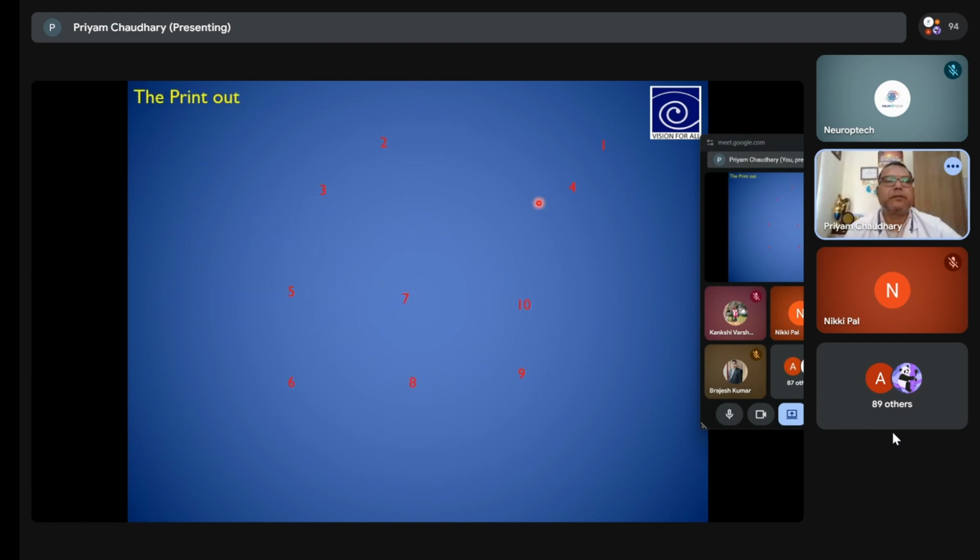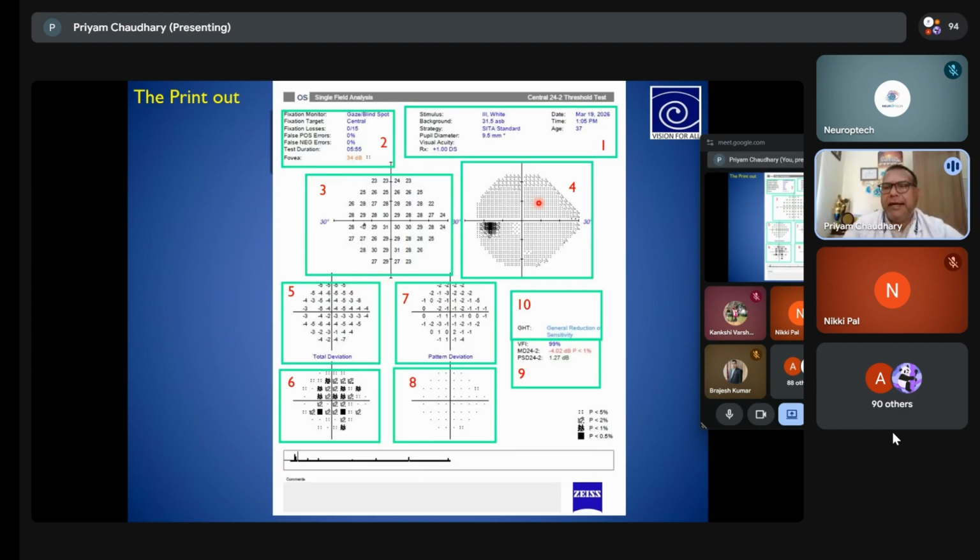HVF is divided into 10 zones. Some books say 8 zones, some say 10 zones. We will learn 10 zones. The first zone of HVF is demographic data, machine plus patient. What is in it? Patient MR number, name of patient, age of patient, refractive error of patient, pupil size of patient.